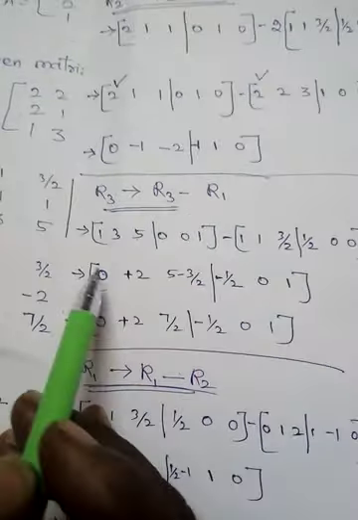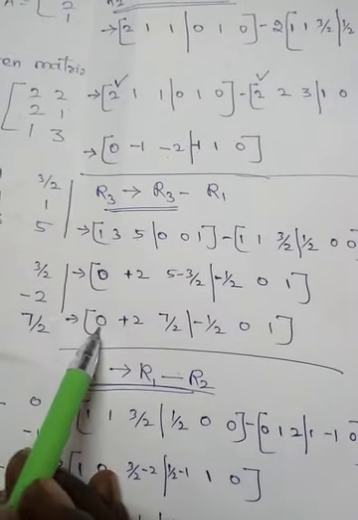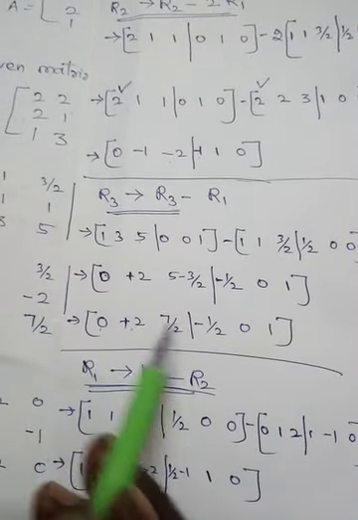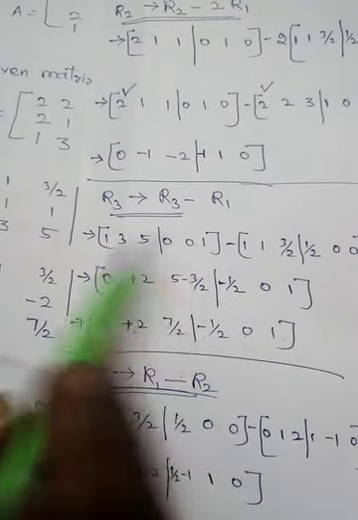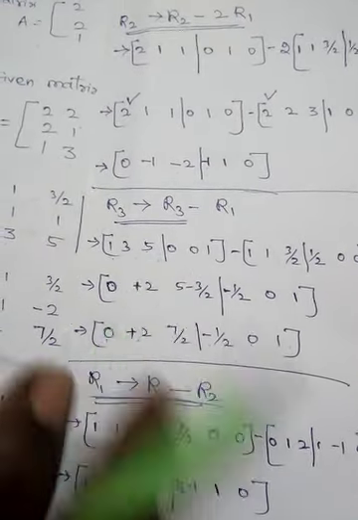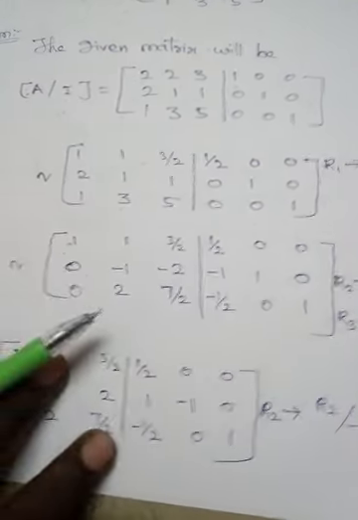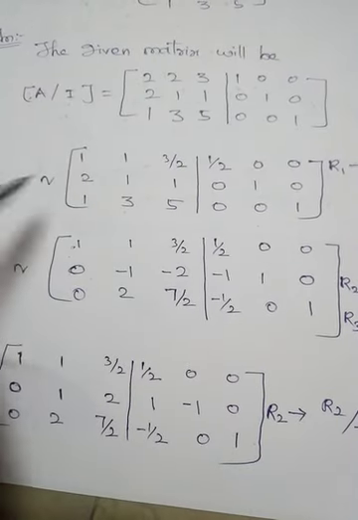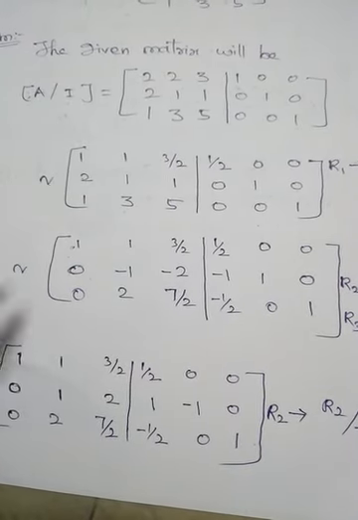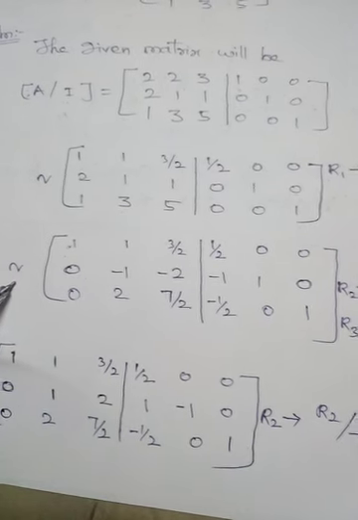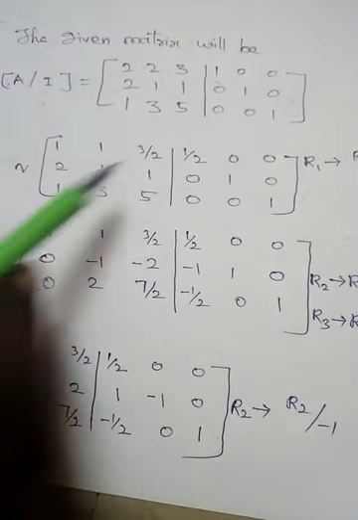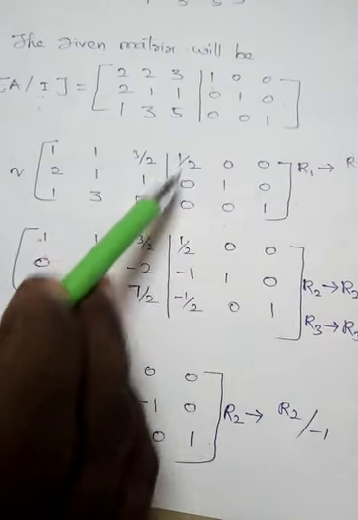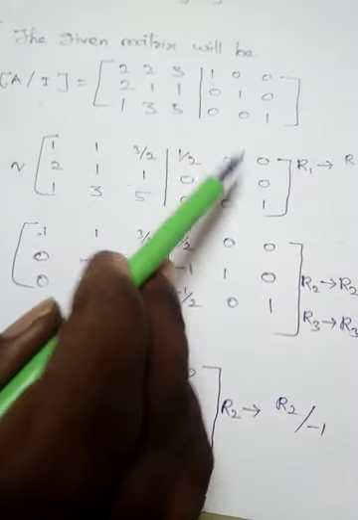So simplifying this, I am getting 0, 2, 7 by 2, minus 1 by 2, 0, 1. Only corresponding elements we have considered. So this is the third row. So see the previous iteration and then the current iteration. This is the way you have to check. So the previous iteration: 1 2 1 1 1 3 3 by 2 1 5 1 by 2 0 0 0 1 0 0 0 1.